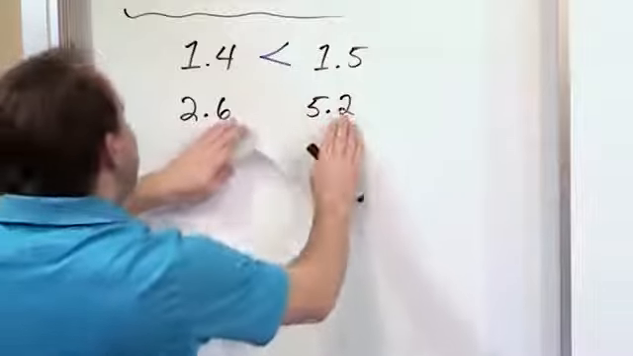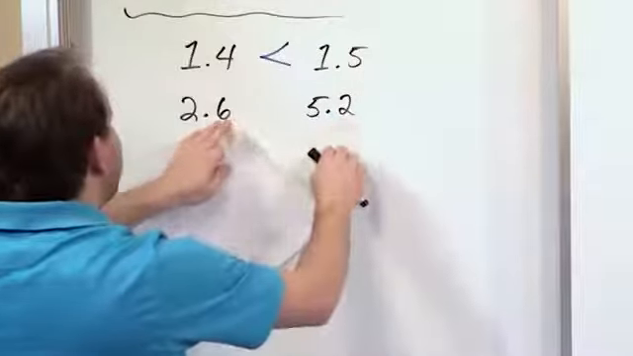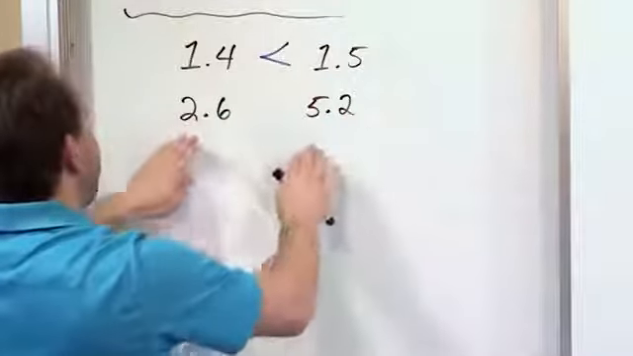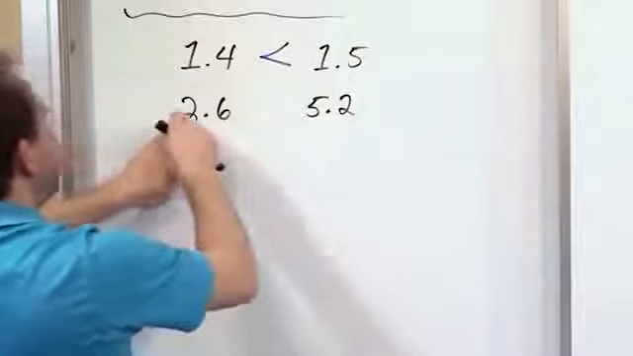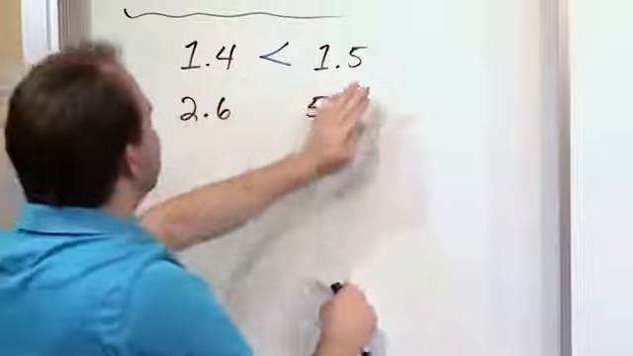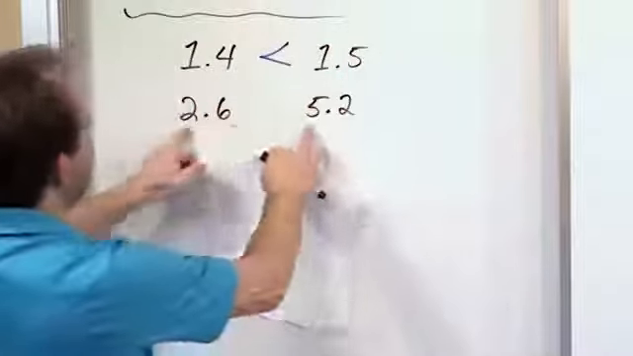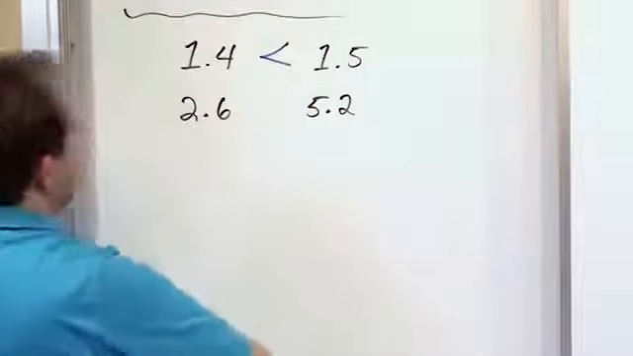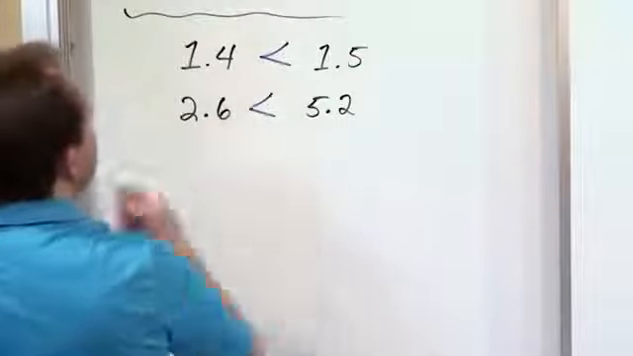So it doesn't even really matter what's after the decimal. The 0.6 and the 0.2 doesn't even really matter. This one is already smaller because he's got a 2. In fact, if you were just to cover up the 0.6 and cover up the 0.2, you would have 2 and 5. You already know which one is bigger, which one is smaller there. This guy's the smaller one.